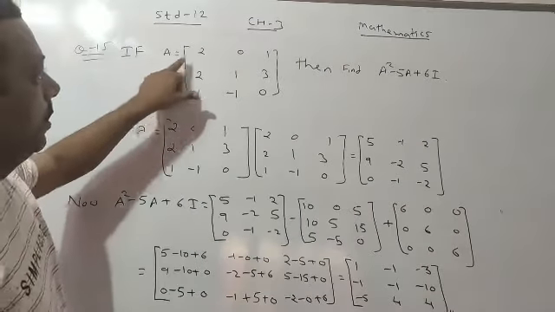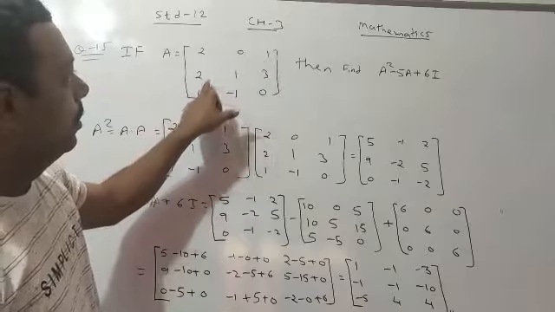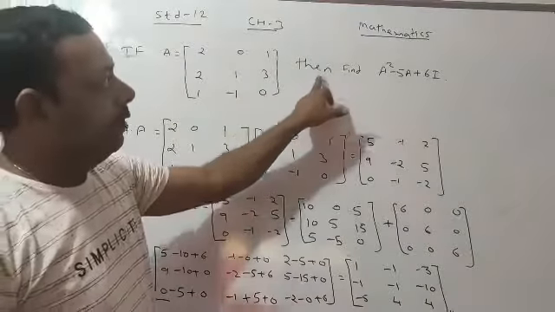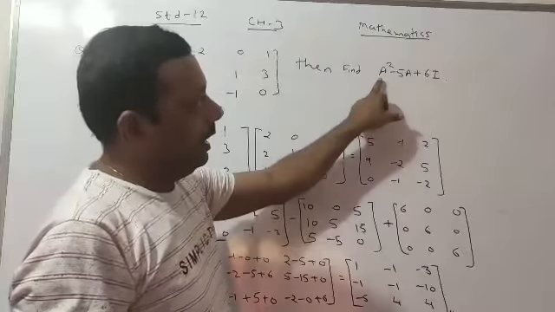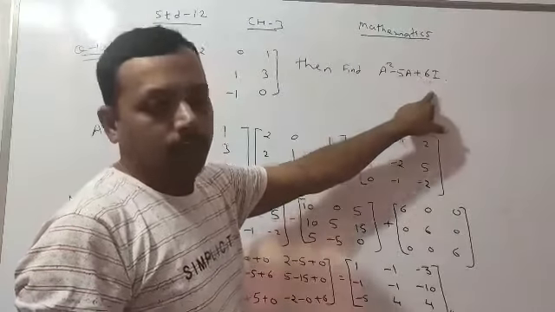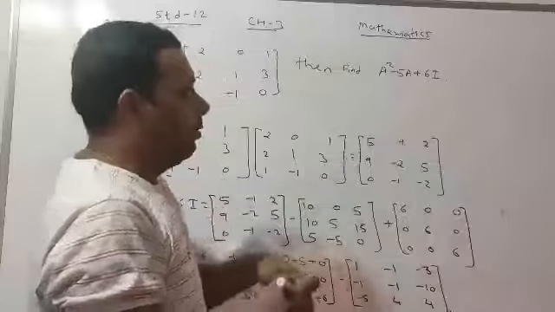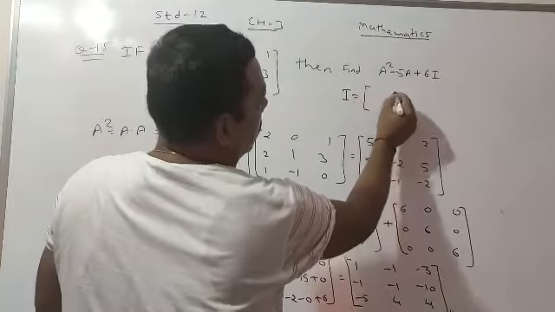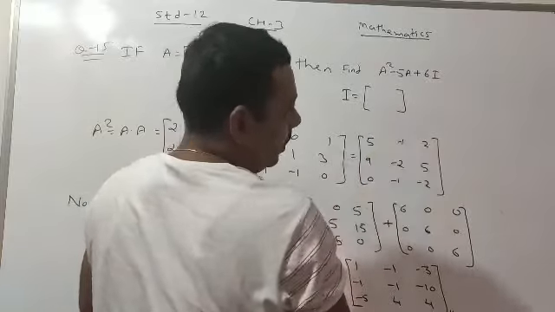A is given: 2, 0, 1, 2, 1, 3, 1, minus 1, 0. And we wish to find the value of A square minus 5A plus 6 of identity. Now, first of all, what do you mean by I? I stands for identity. It is always a square matrix.